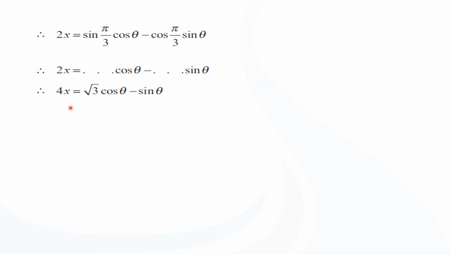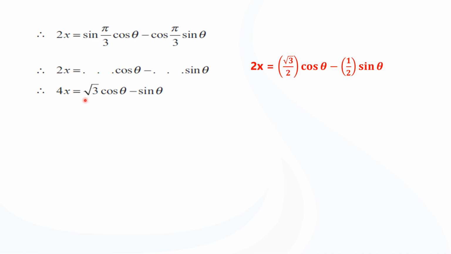Now, for the right hand side, we use the sine a minus b formula. What is it? Sine a cos b minus cos a sine b. So here a is pi by 3 and b is theta. Now we know the value of sine pi by 3 and cos pi by 3. So obviously we are going to substitute over here. You remember the values, then substitute and fill the blanks. So sine pi by 3 is root 3 by 2. Cos pi by 3 is half.